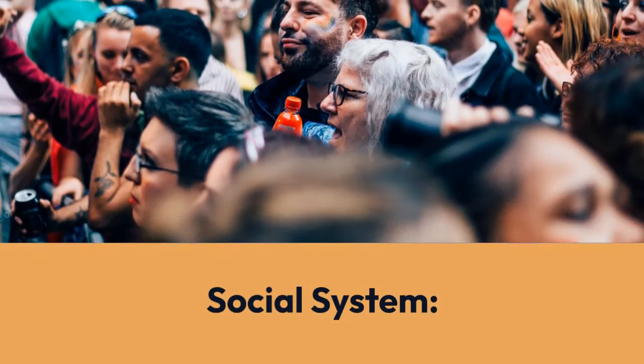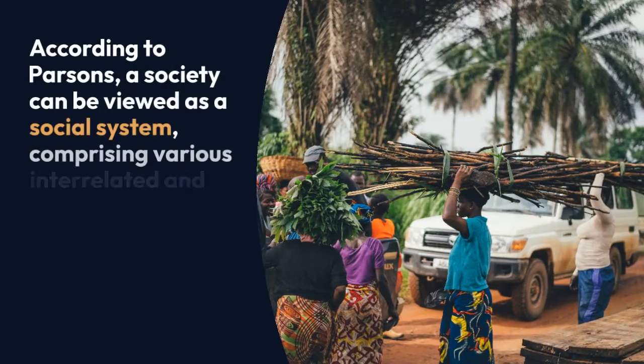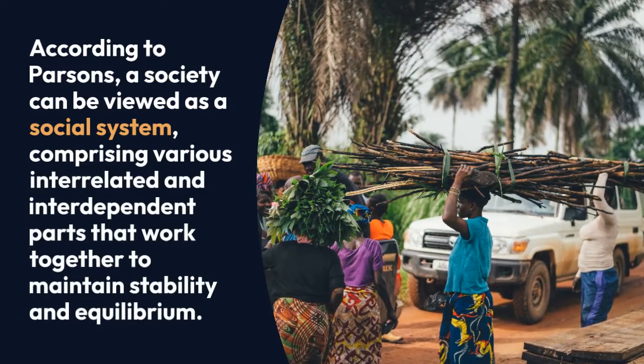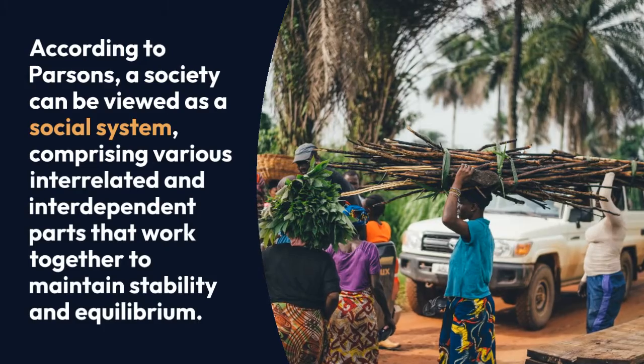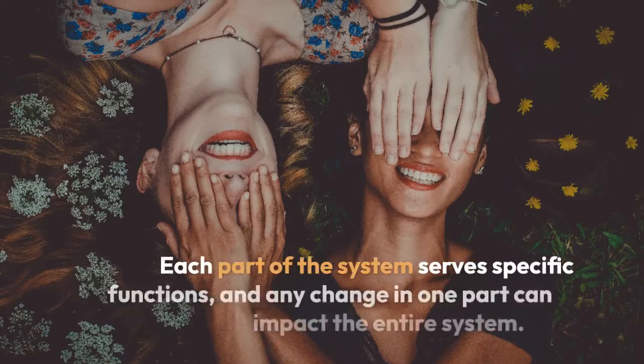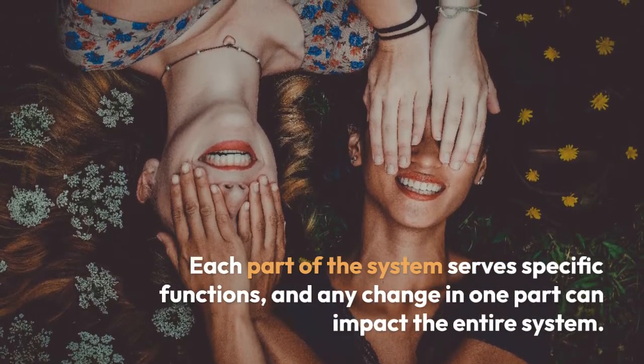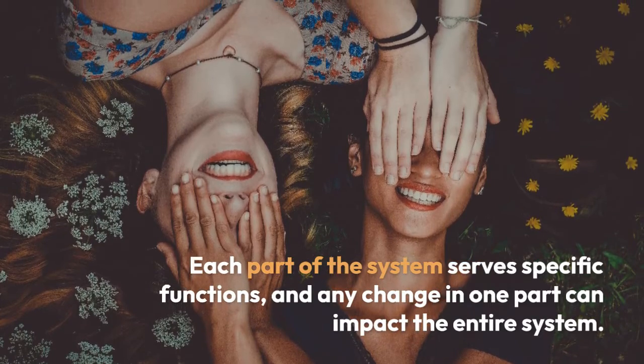Social system. According to Parsons, a society can be viewed as a social system, comprising various interrelated and interdependent parts that work together to maintain stability and equilibrium. Each part of the system serves specific functions, and any change in one part can impact the entire system.